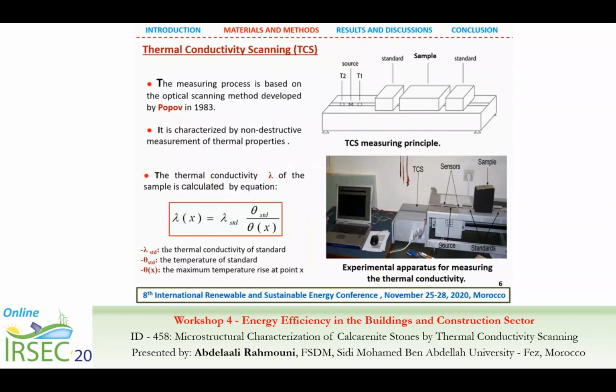The measuring process is based on the optical scanning method developed by Prof. Popov. It is characterized by non-destructive measurement of thermal properties. We impose a unidirectional heat flow on the sample and measure the temperature difference across the sample. The thermal conductivity of the sample is calculated by this equation.